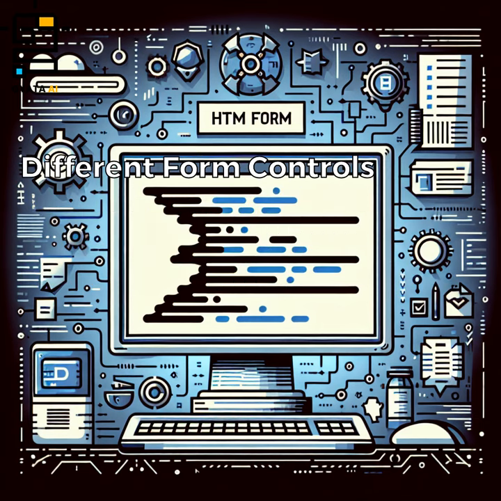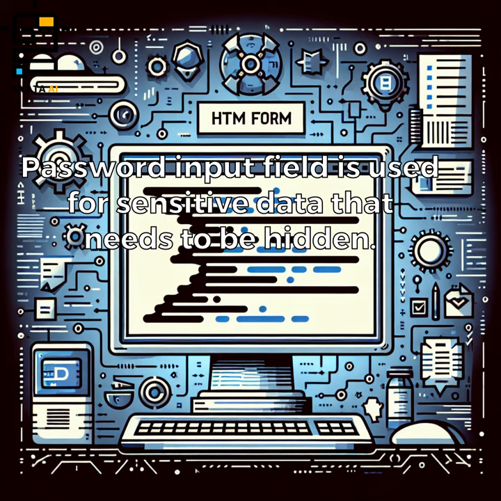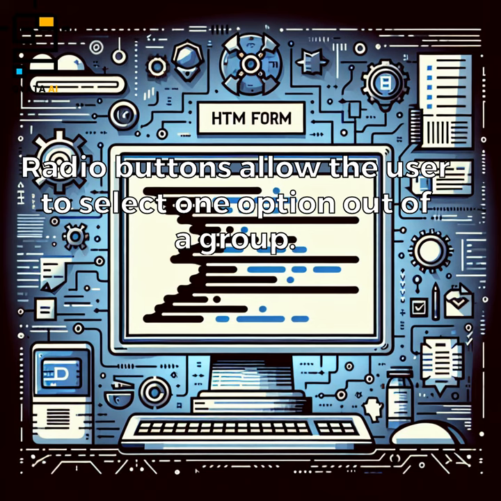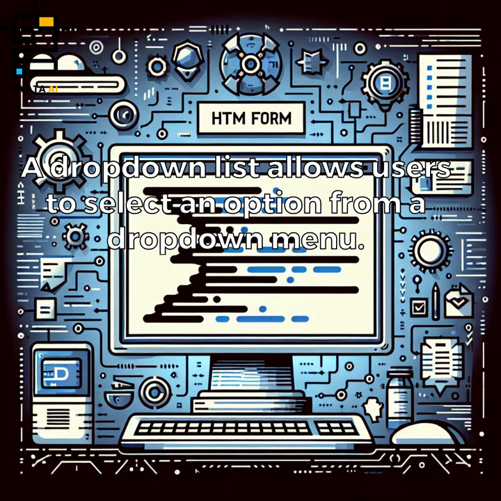Different form controls. A text input field allows the user to input a single line of text. A password input field is used for sensitive data that needs to be hidden. Radio buttons allow the user to select one option out of a group. Checkboxes allow users to select multiple options from a group. A drop-down list allows users to select an option from a drop-down menu.